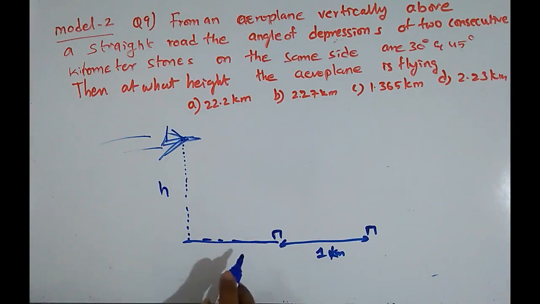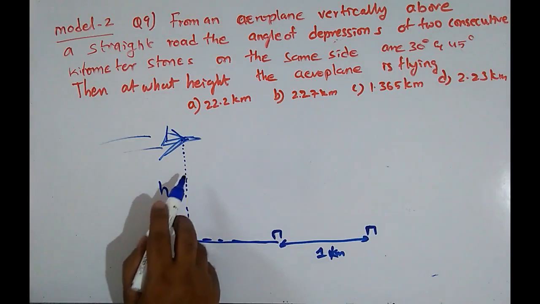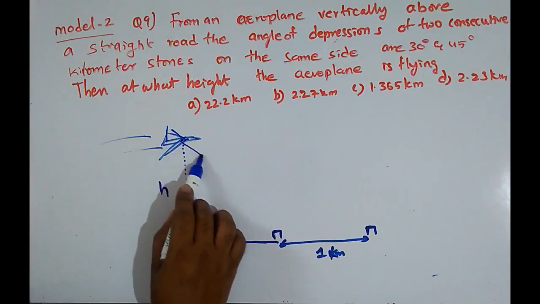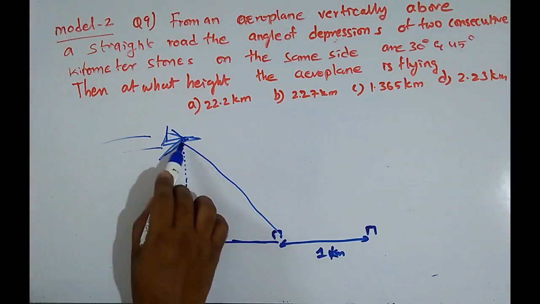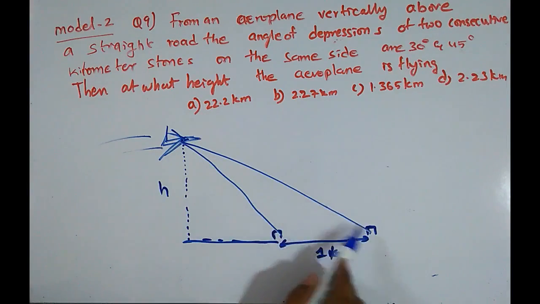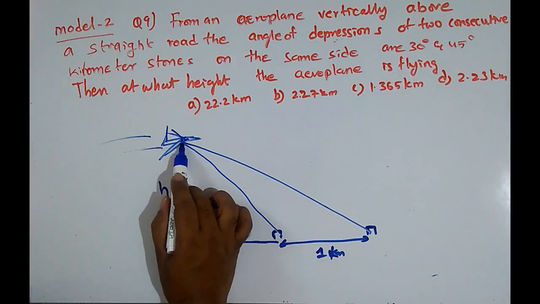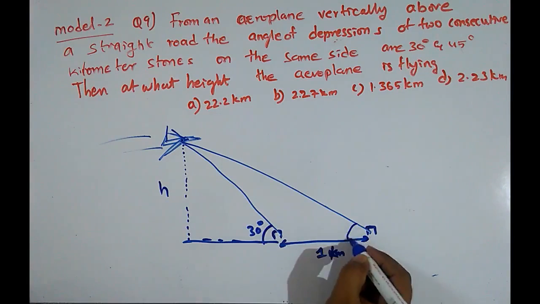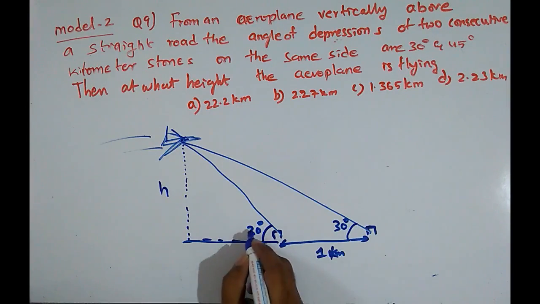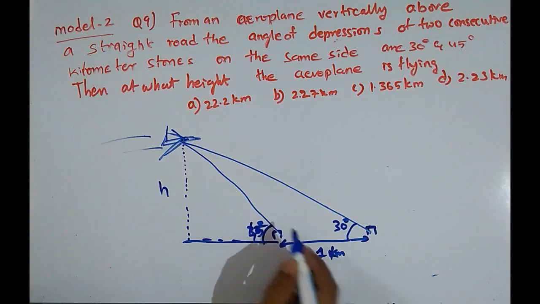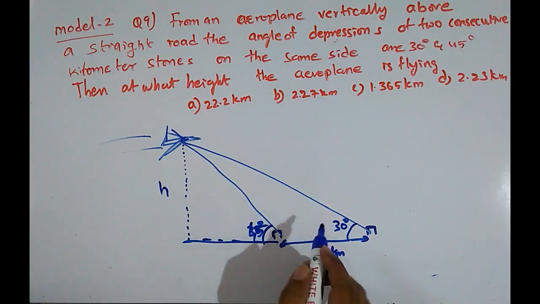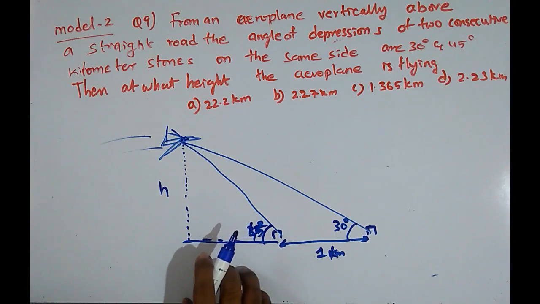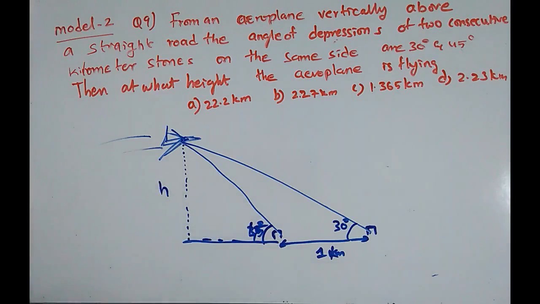But what has he given? He has given the angles of depression of 2 consecutive kilometer stones which are on the same side. The first one's angle of depression is 30 degrees, and the second one is 45 degrees, friends. All we have to find is the height of the aeroplane.